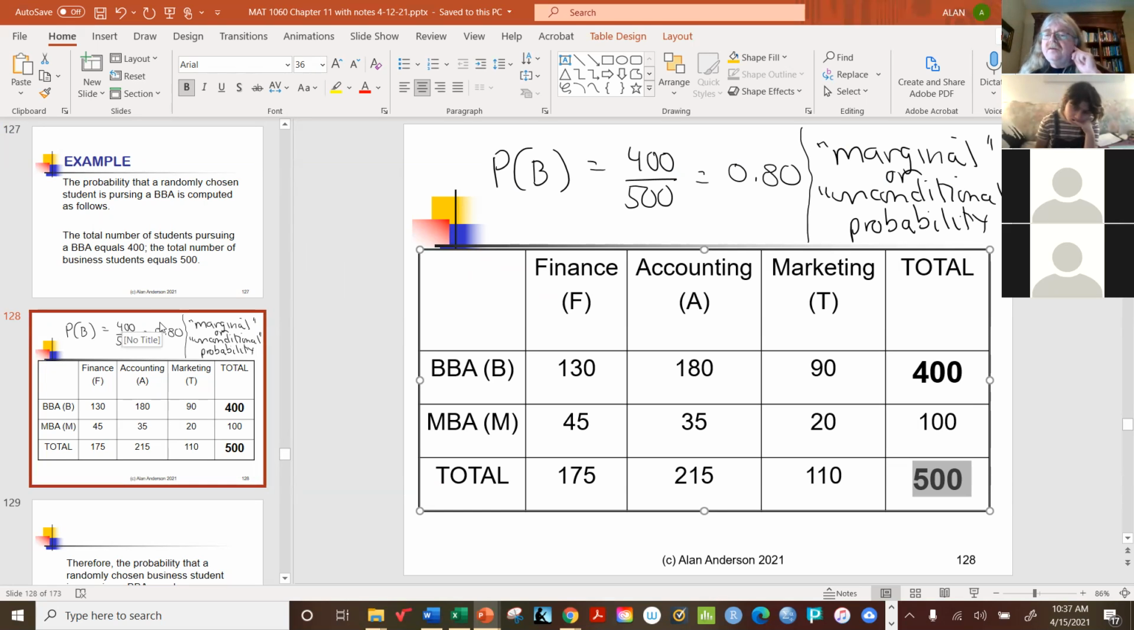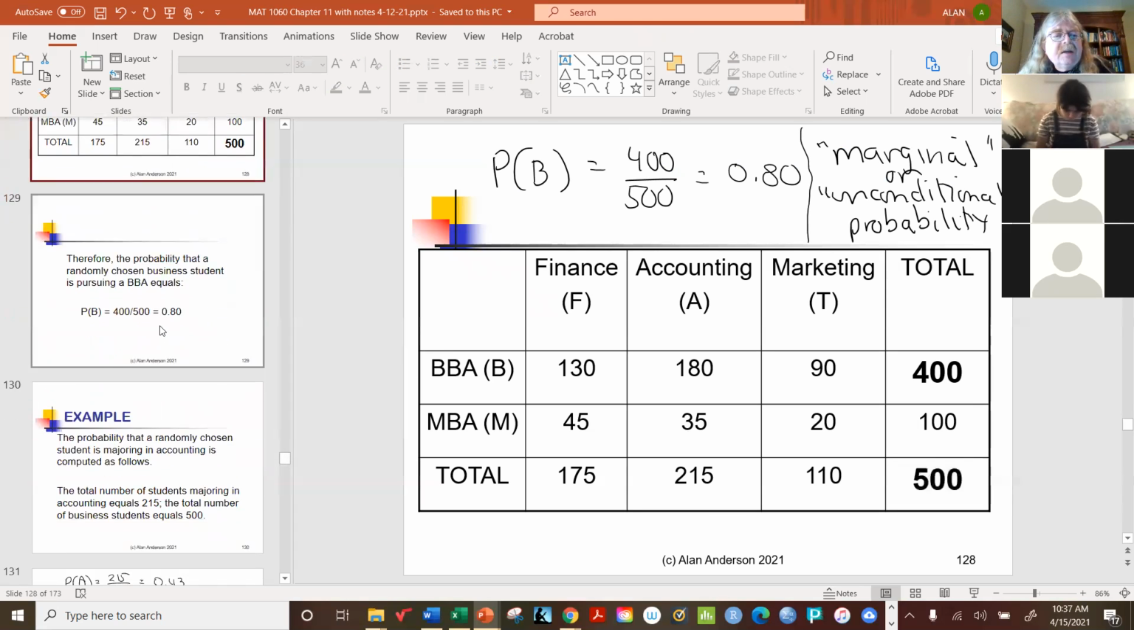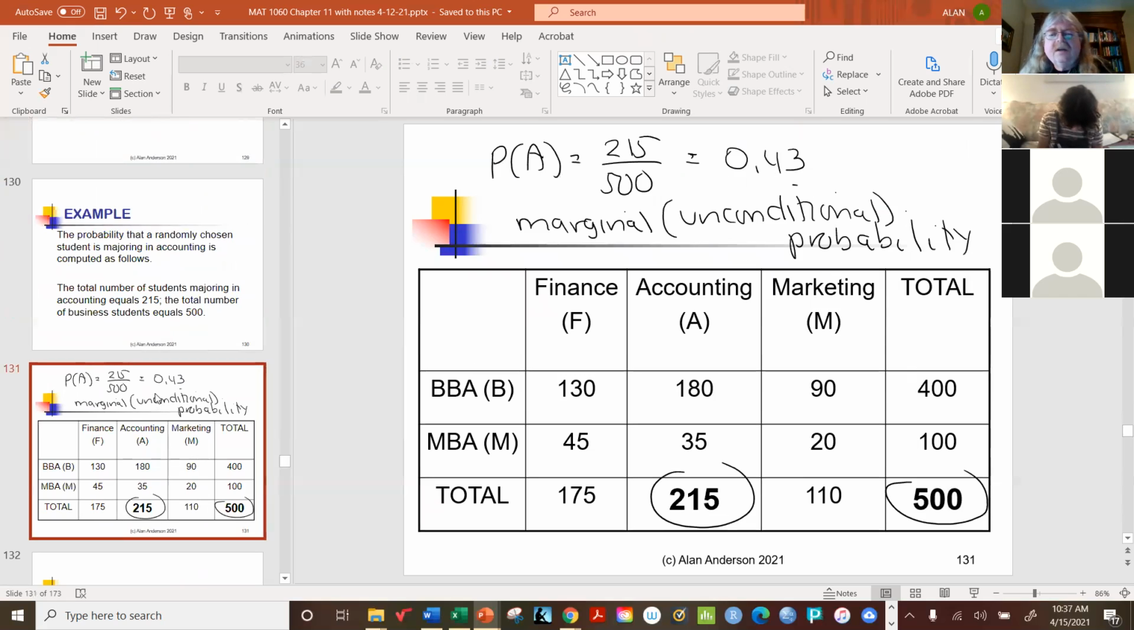And we can do the same thing with the majors. For example, we asked here, what's the probability that a randomly chosen student is getting a degree in accounting, regardless of what level they're at? This turned out to be 215 out of 500, and that ratio is 0.43 or 43%.